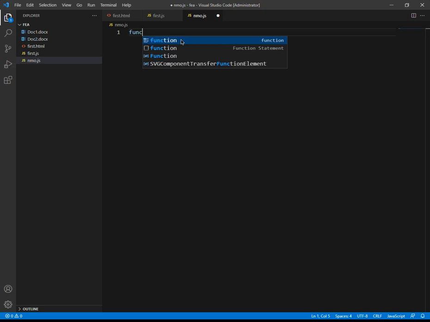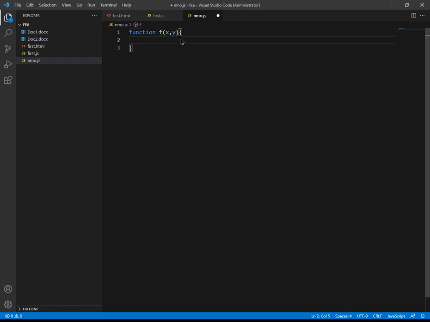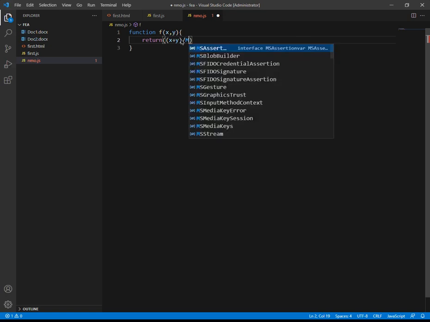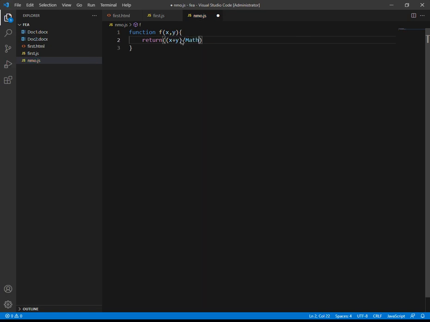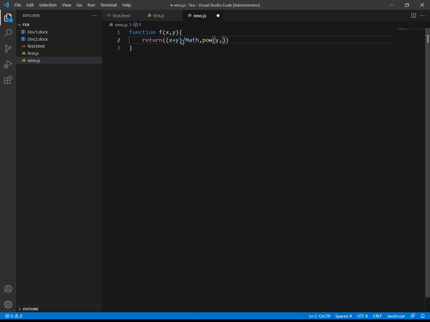Okay, so let's start. Function f, I require x and y. So I need to return the values. So that is x plus y divided by y square. So math.pow y comma 2. So in this way I will return this function.